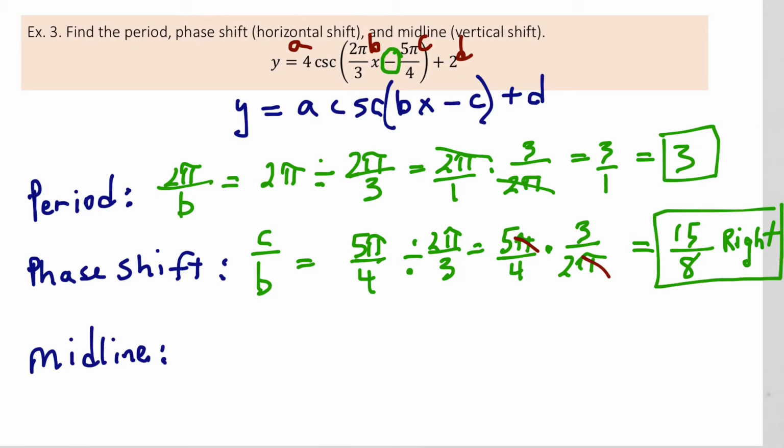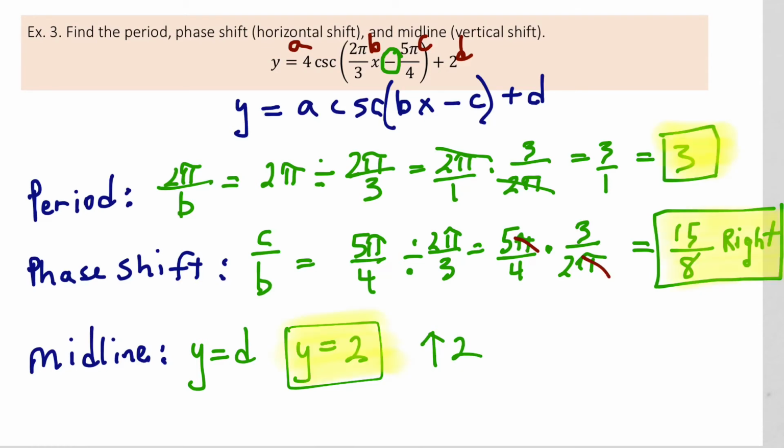All right, and the last thing is my midline. So my midline is y is equal to d. In my case, y is equal to 2. So that's a vertical shift up 2. So that's what we have, and once again, we're not talking about amplitude. It's not relevant to the graphs of the cosecant or the secant.